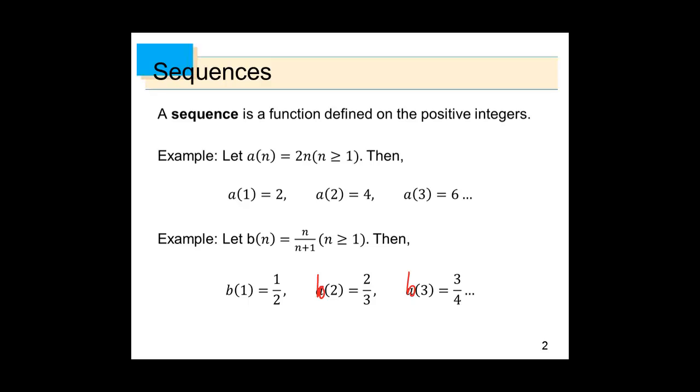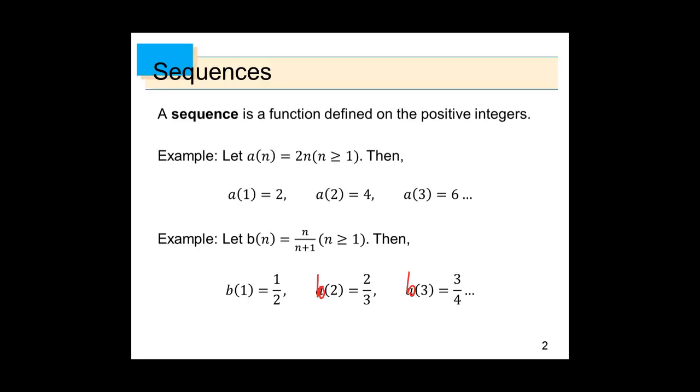Also, usually, what variable do we use for the input? X. But now the input represents a positive integer, so it is traditional to use n. So I have a function a of n, which is basically 2n, and here n is larger than or equal to 1. So that's the function, and the domain of that function is simply the positive integers.